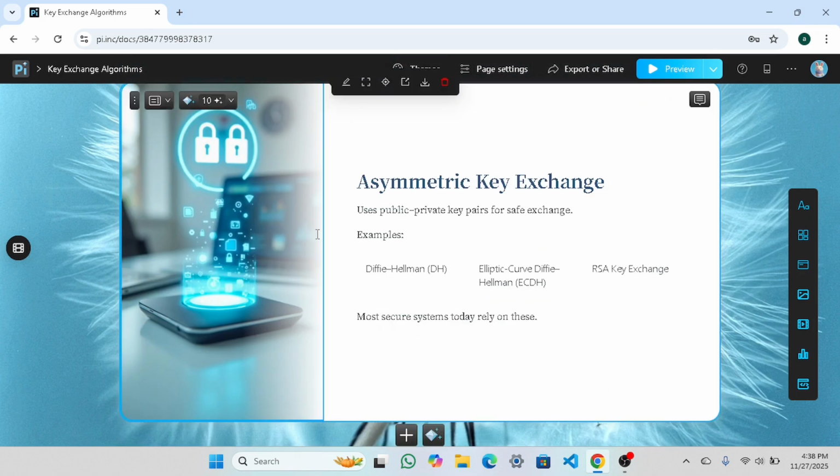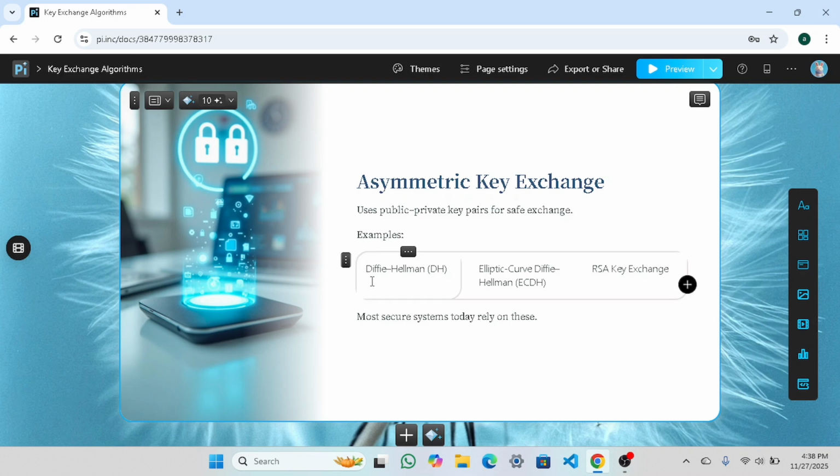Another one is asymmetric key exchange. In simple words, it uses a public-private key pair for safe exchange, just like asymmetric encryption. Key pairs, public and private, are used here. For example, these algorithms: Diffie-Hellman (DH), ECDH, and RSA key exchange. Most secure systems today rely on these.